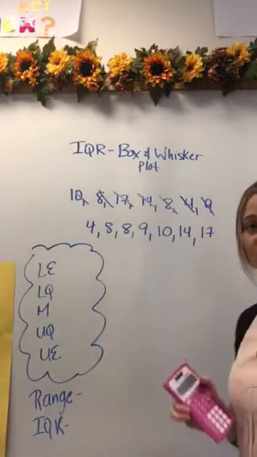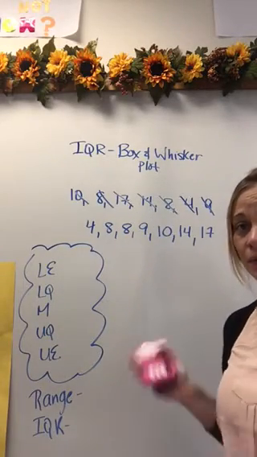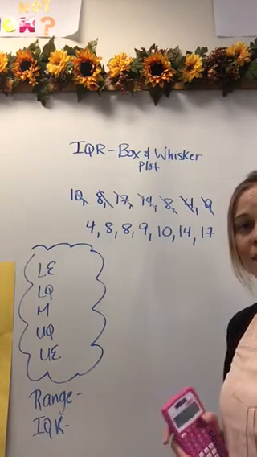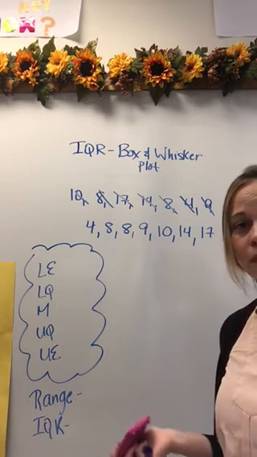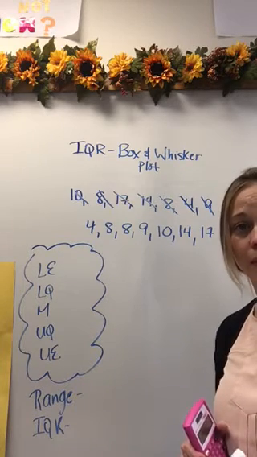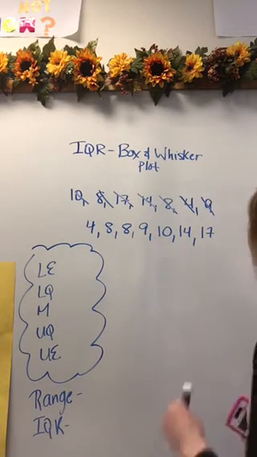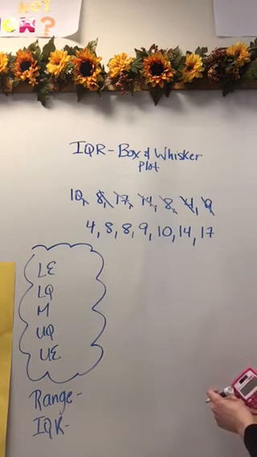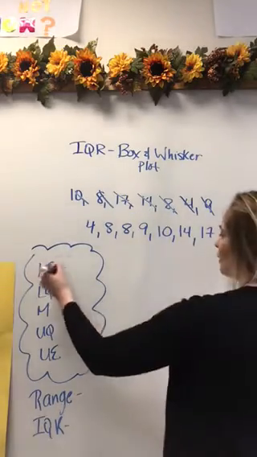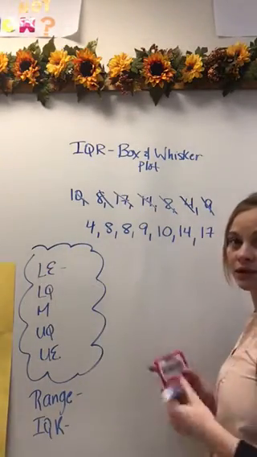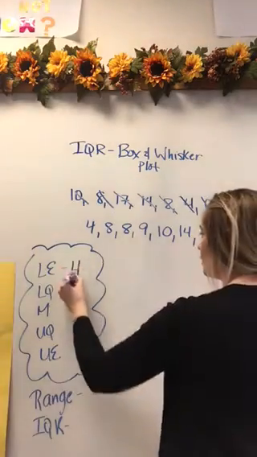If you are watching this video for additional practice, feel free to pause the video right now, and then when you have completed the problem, turn the video back on in order to check your work. Otherwise, we will continue. So in order to identify our lower extreme, we look at the lowest number in least to greatest order. So our lower extreme is 4.